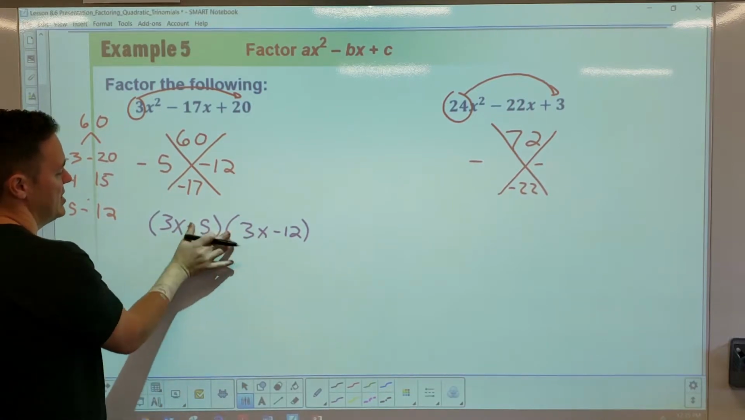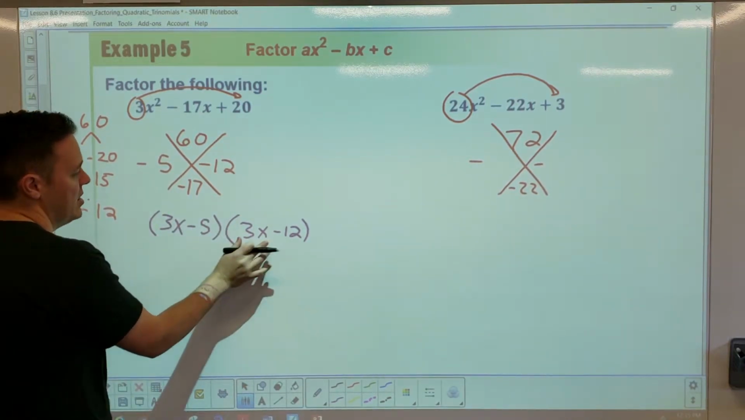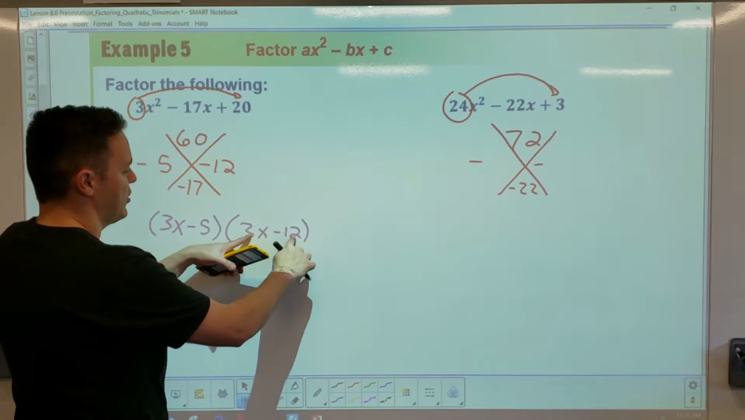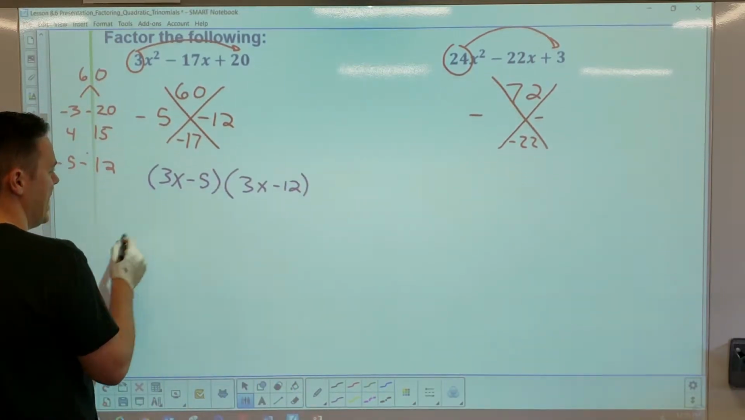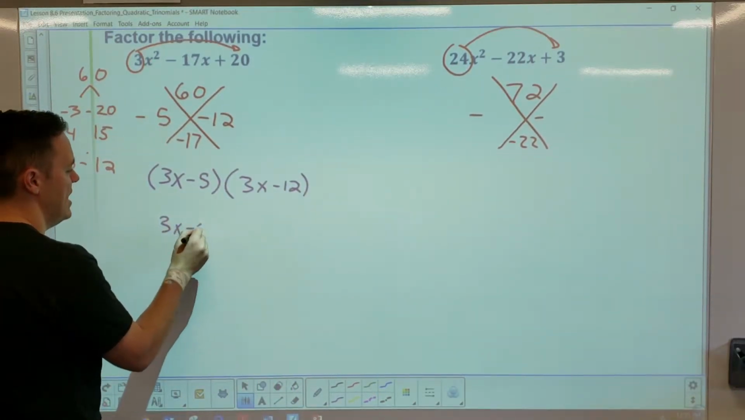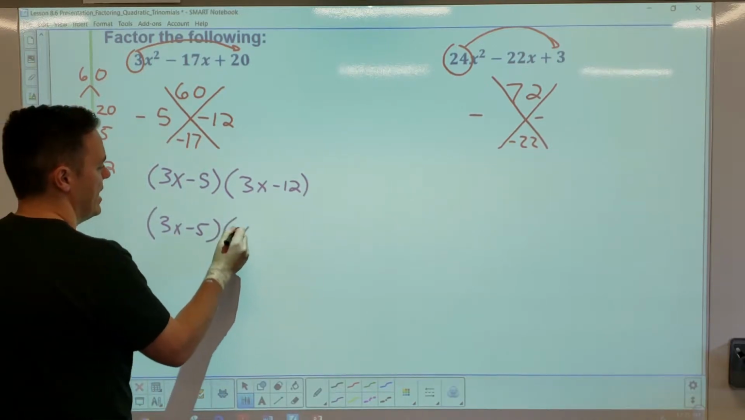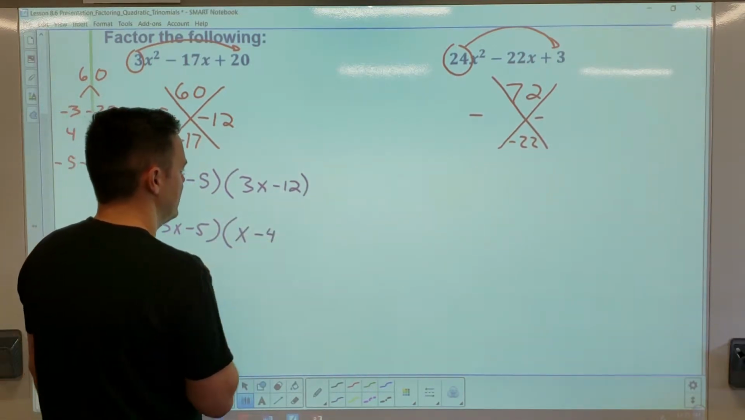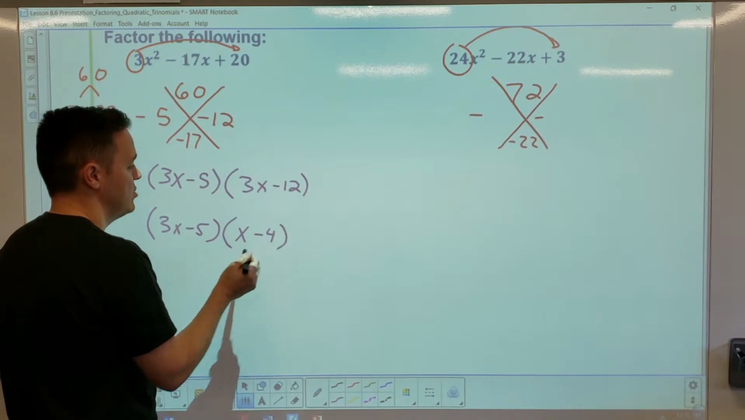Okay, so we know that this is going to be pretty much the setup on the front. You can factor out of here a 3. If you do that, the back end of this equation turns into x minus 4. Okay, if I factor out a 3, there's your answer.